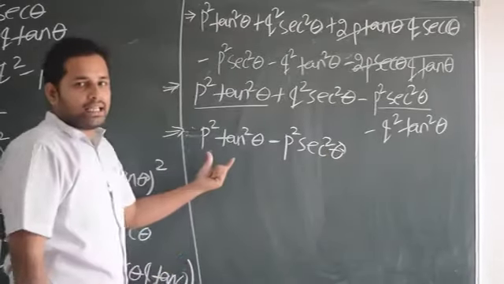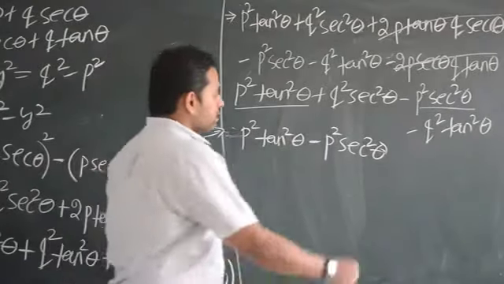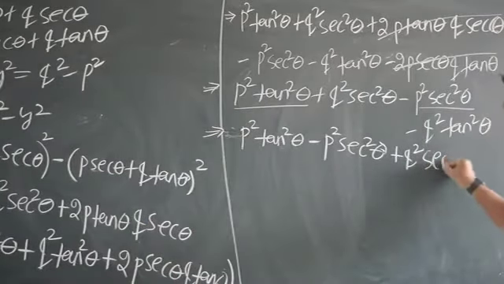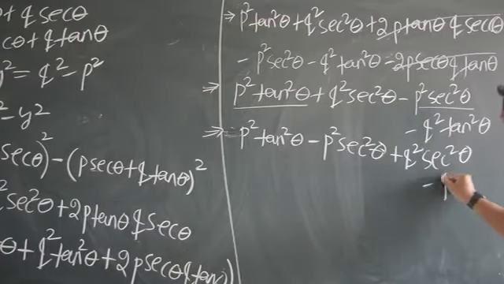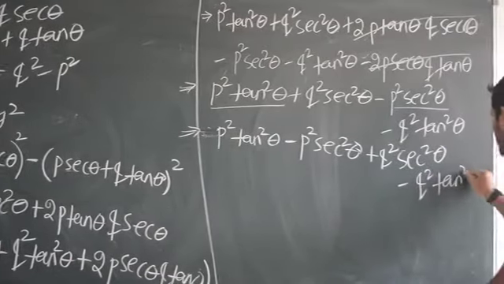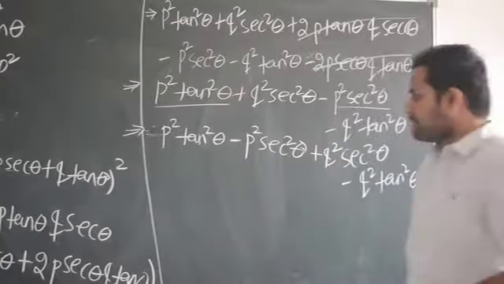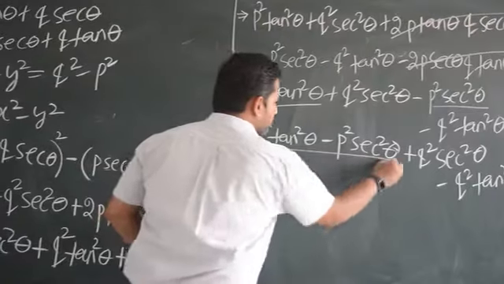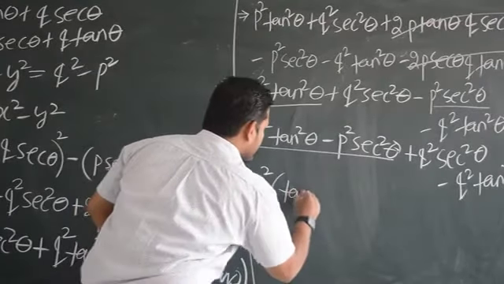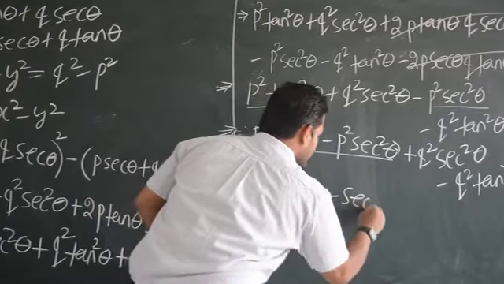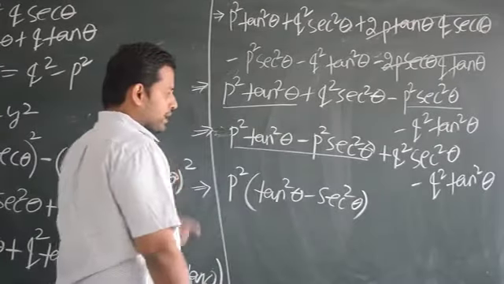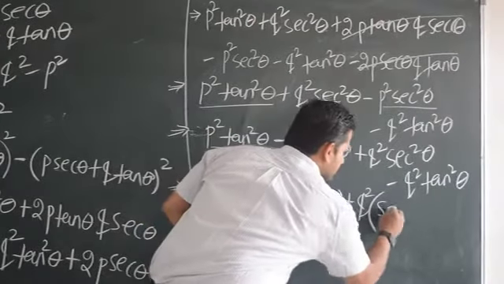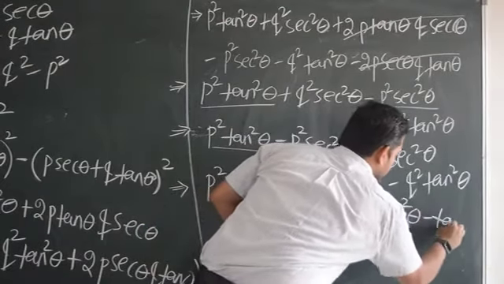Okay, I am bringing the similar terms here, p square and p square. Then I have q square also. So what is that? q square secant square theta, minus q square tan square theta. Now what will happen here? If I take p square common from these terms, it becomes p square bracket tan square theta minus secant square theta. All right. Okay. Then here I am going to take q square common. So q square bracket, what it becomes? It becomes secant square theta minus tan square theta.